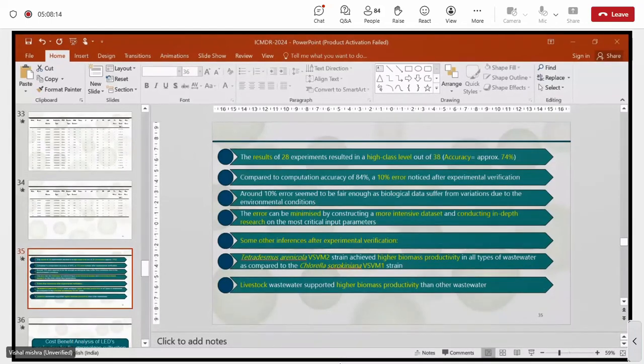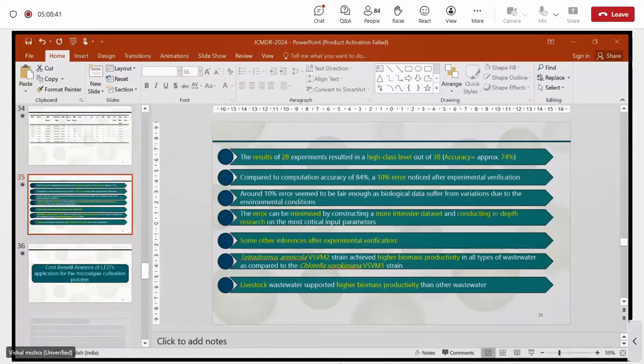Some other inferences after the experimental verification: what we obtained is that the VSVM2 strain achieved higher biomass productivity in all types of wastewater as compared to the first strain, VSVM1. And livestock wastewater supported higher biomass productivity than any other category of wastewater. That means dairy wastewater has a strong tendency for higher productivity than any kind of wastewater.